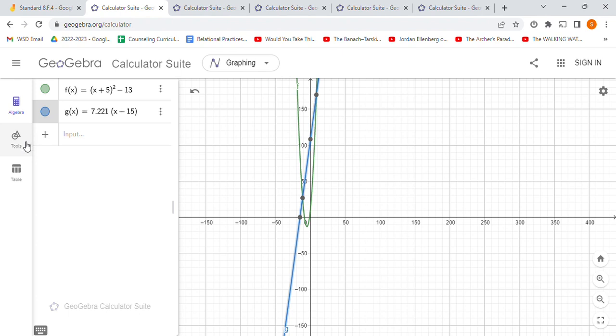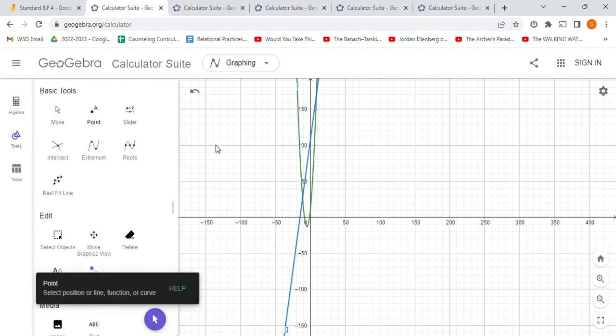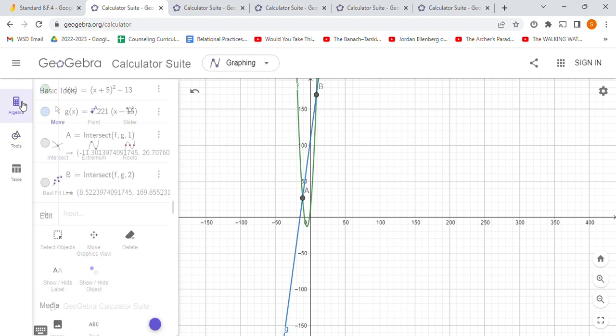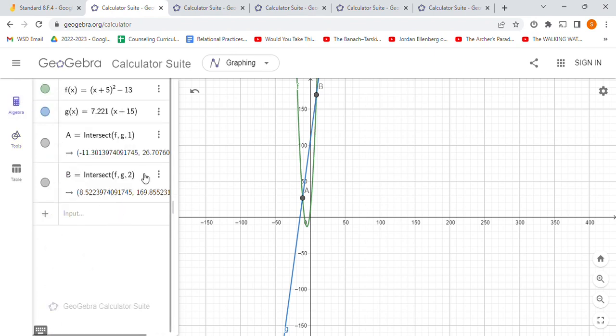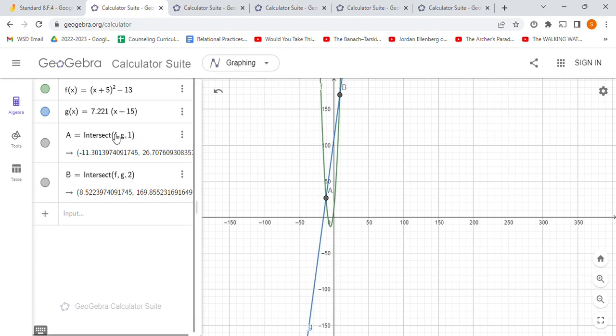To do that, I'm going to click on this Tools menu. I'm going to go to the Point tool here, and I'm going to put a point at each of those locations, the intersections. So there's my first one, and here's my second one right there. And if I go back to this algebra menu here, then we can see that we have two points at the intersections. We can see that they both say intersect with an x value and a y value.